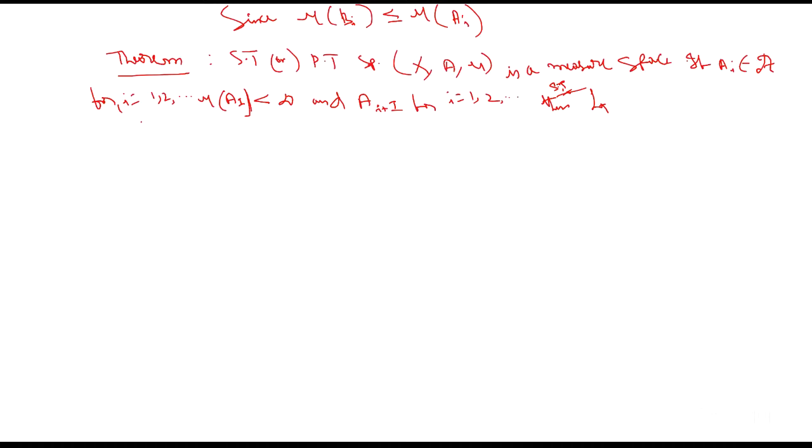Show that limit n tends to infinity of mu of An equals mu of the intersection i equal to 1 to infinity of Ai.